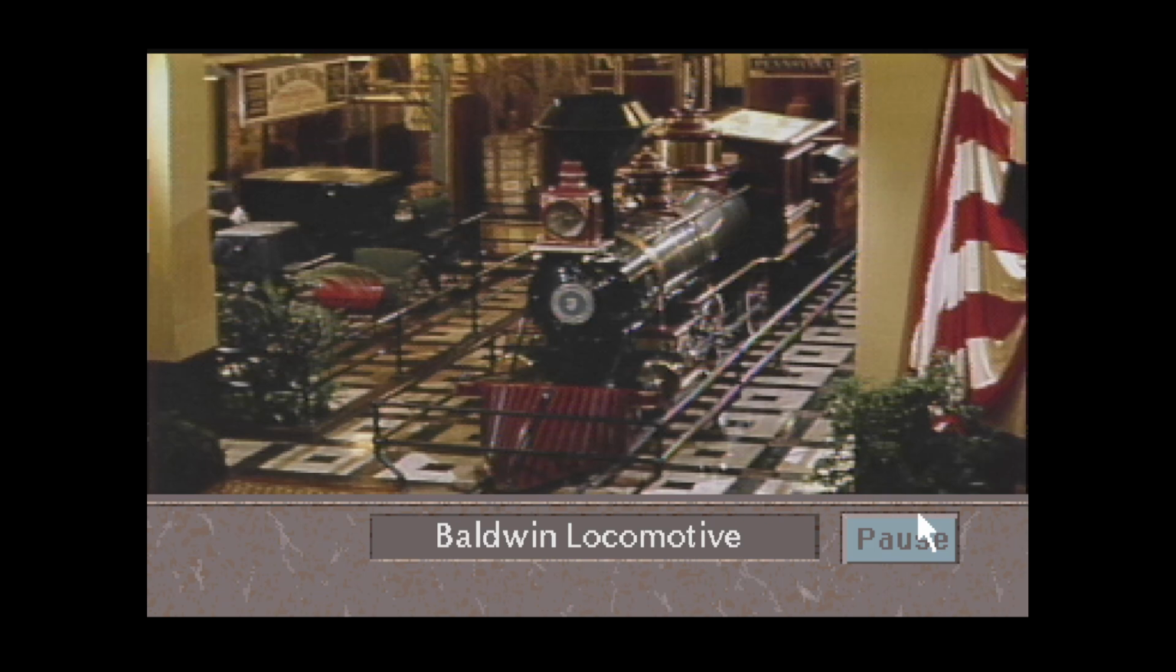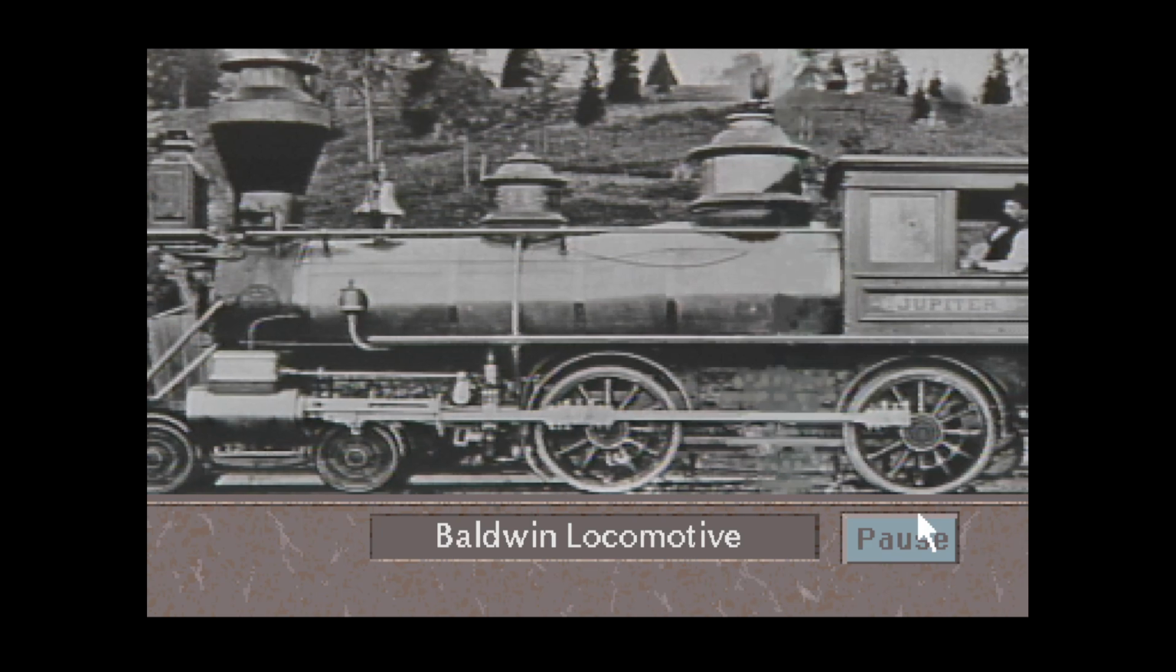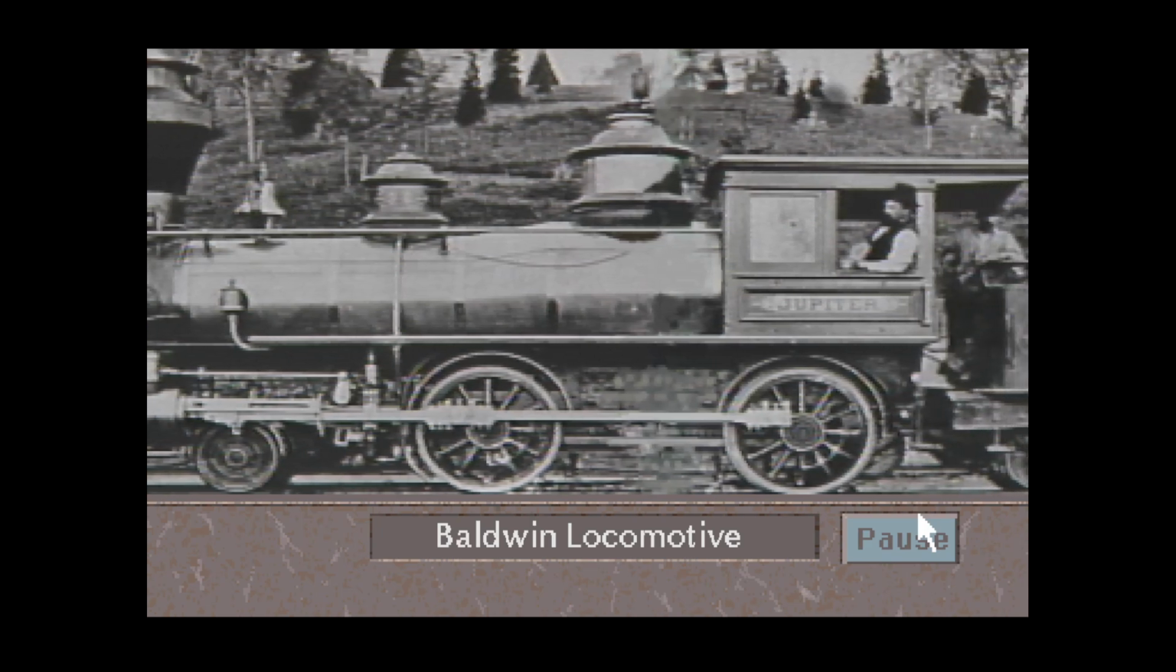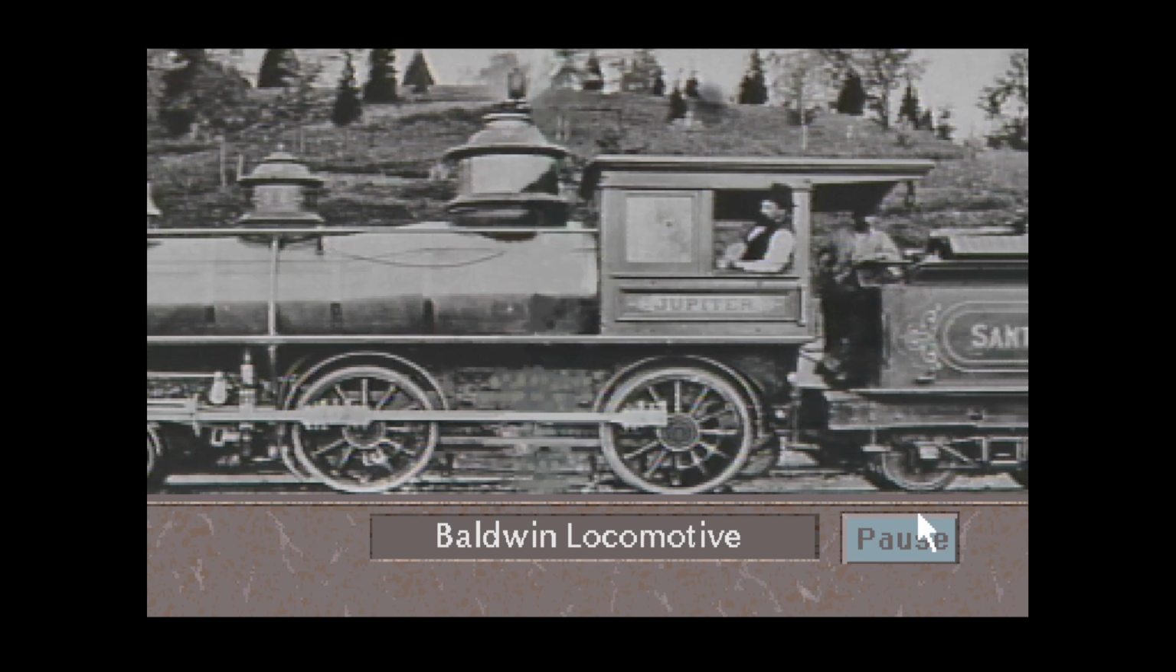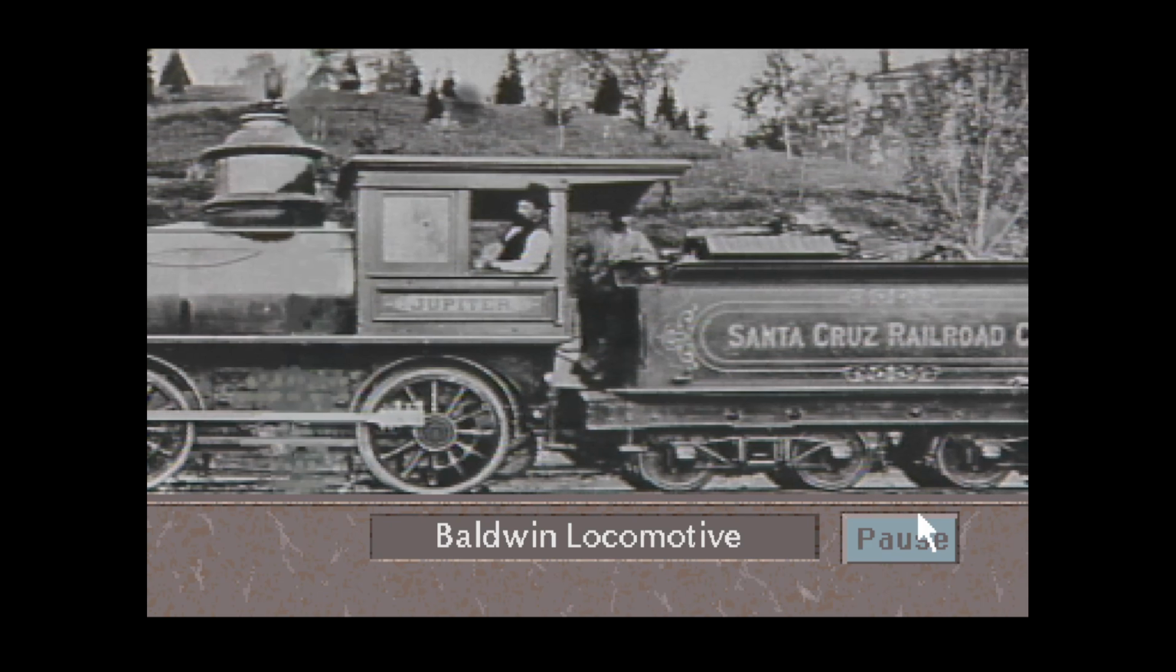Built in the nation's centennial year, 1876, this Baldwin locomotive stars in the Centennial Exhibition at the Arts and Industries Building. This little engine that could worked originally for the Santa Cruz Railroad in California. It was still chugging away in Guatemala in 1950.